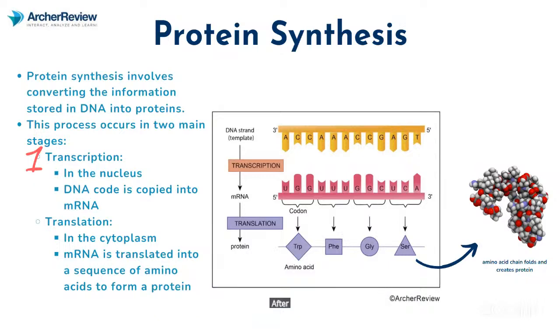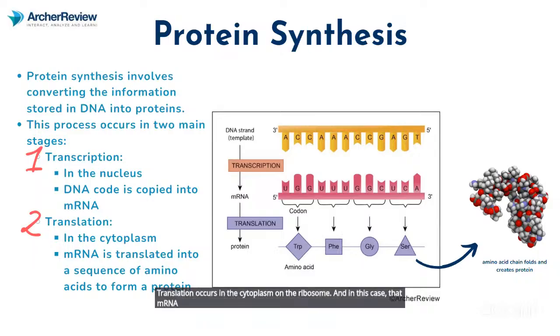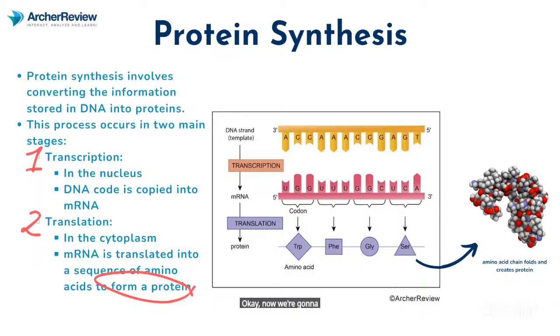After transcription, we have translation. Translation occurs in the cytoplasm on the ribosome. And in this case, that mRNA sequence then is read and the protein is formed. Okay, now we're going to break this down step by step.